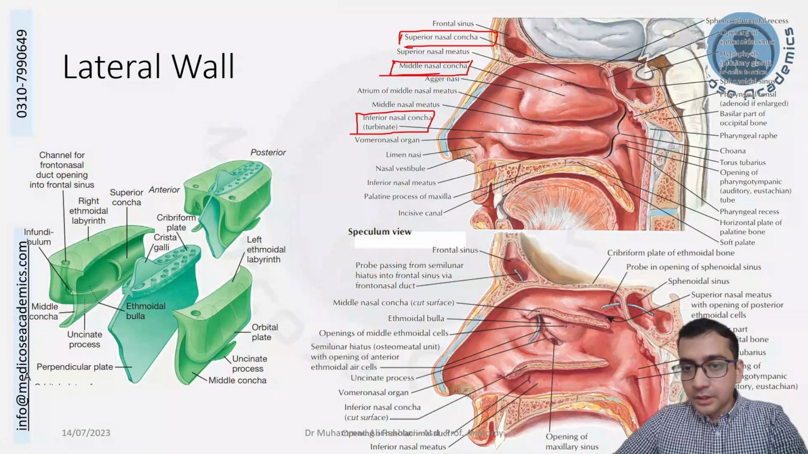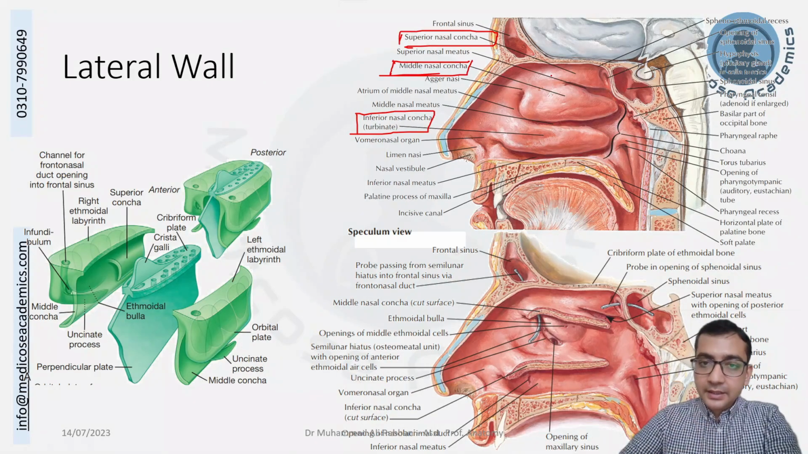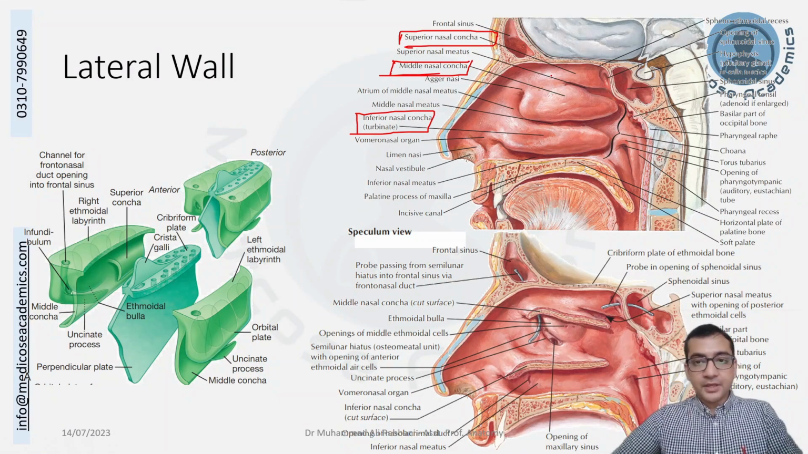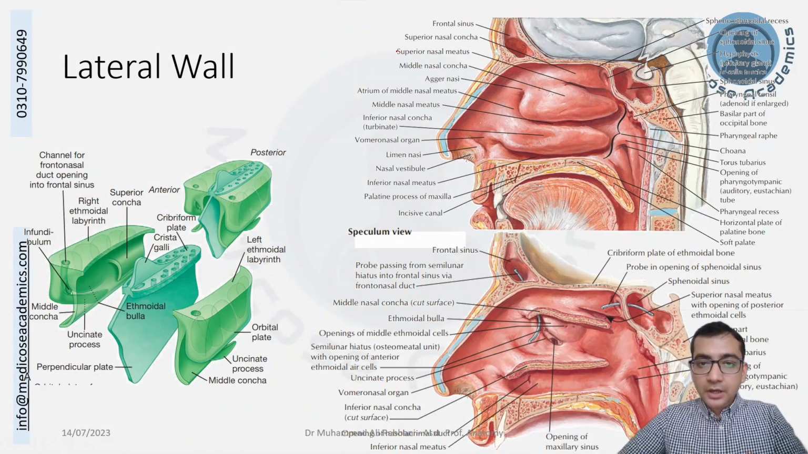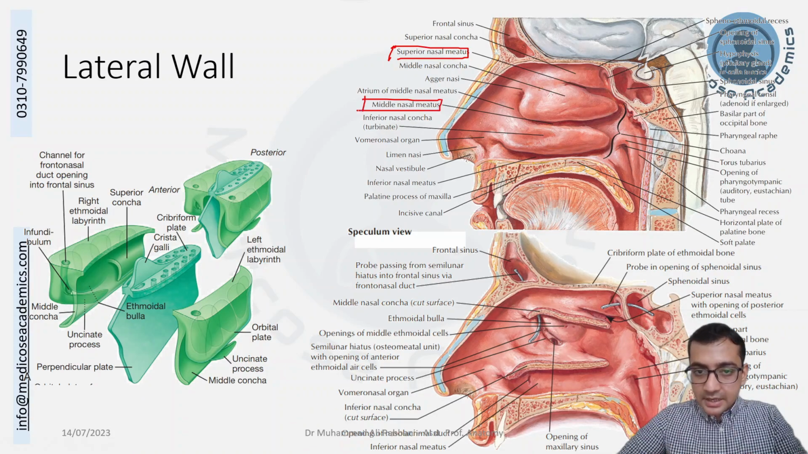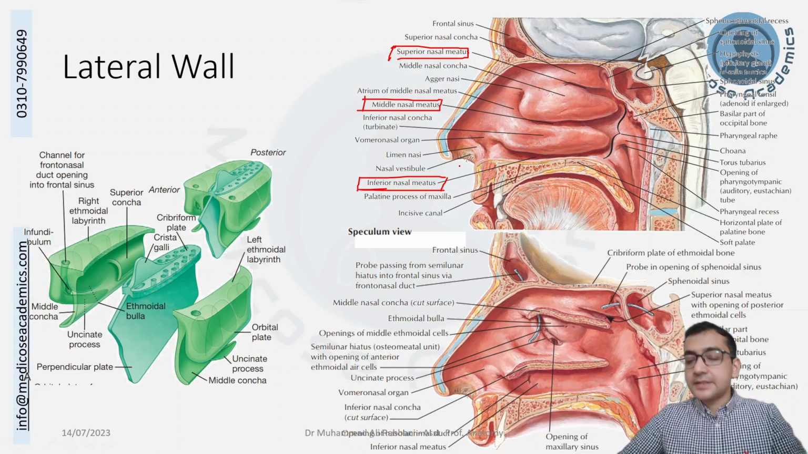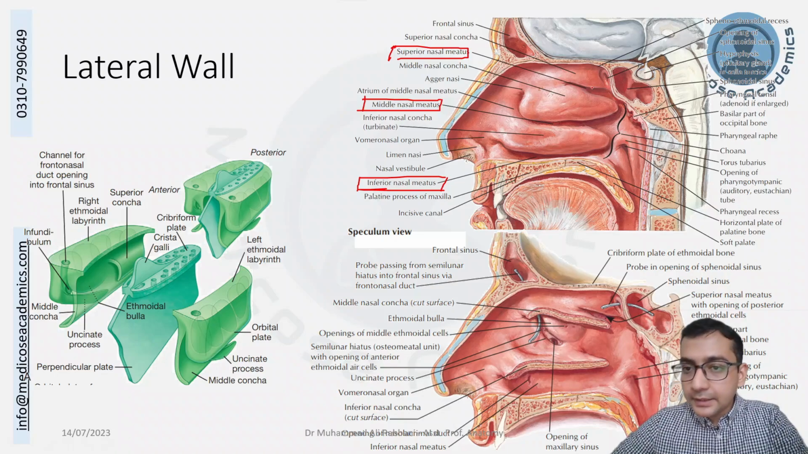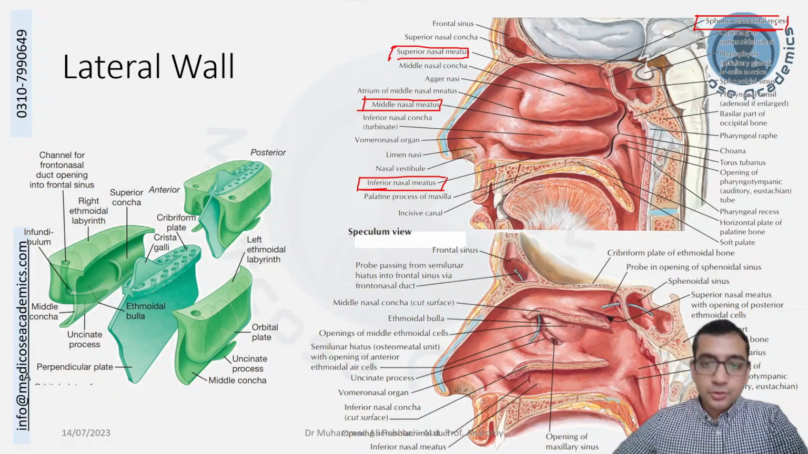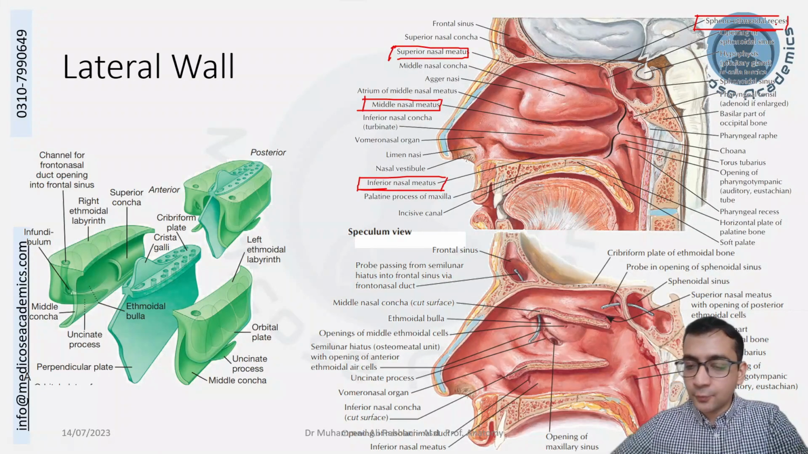The areas that are present beneath the conchae are known as meatus. So beneath the superior concha will be the superior nasal meatus. Beneath the middle concha, there will be the middle nasal meatus, and beneath the inferior concha, you guessed it right, the inferior nasal meatus. And there is another space between the roof and the superior concha that is known as the sphenoethmoidal recess. Next we will be talking about these four spaces, the three meati and the sphenoethmoidal recess, and the structures that are opening in each one of them.